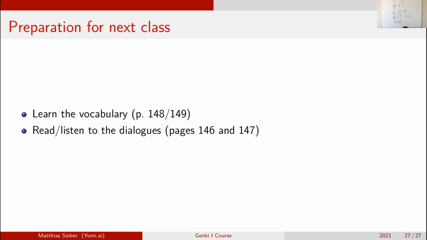So that is that. What I'd like for you to do in preparation for the next class is learn the vocabulary for chapter 6, which is on pages 148 and 149. And then also read and or listen to all of the chapter's dialogues. There are 3 dialogues on the previous pages, 146 and 147. Cool. All right.